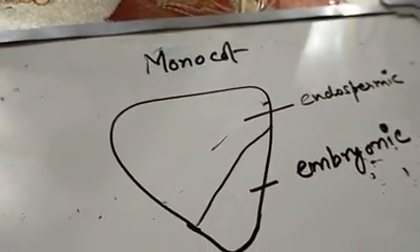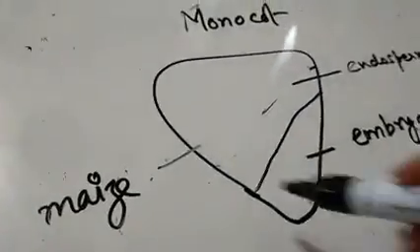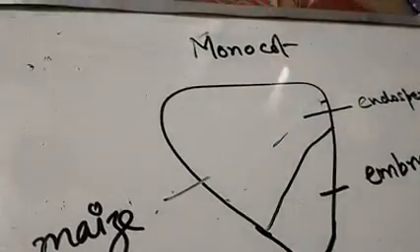Now we are going to discuss in detail, one by one, monocot and dicot seed. Now let's discuss the monocot seed. The best example of a monocot seed is the maize. If you see the structure, we can divide the entire maize seed into two parts.